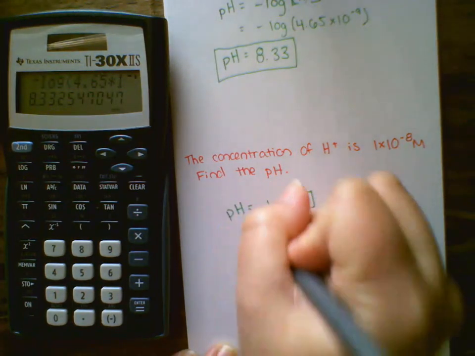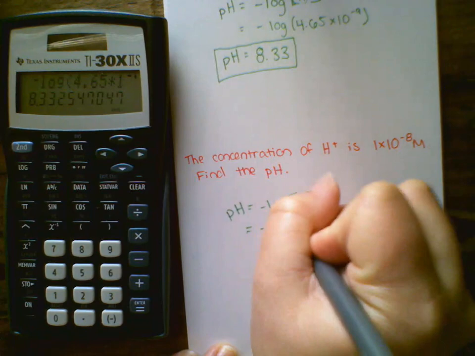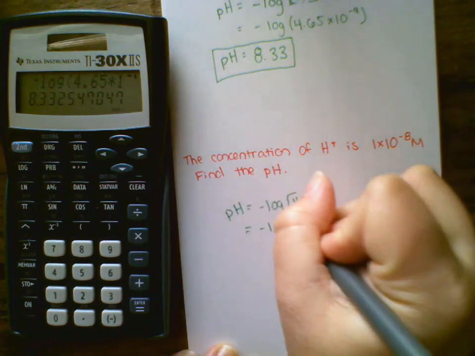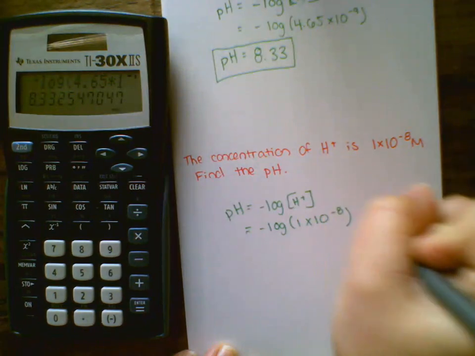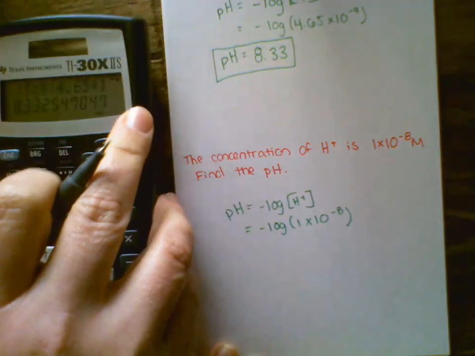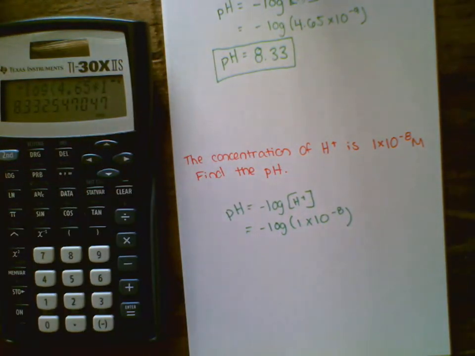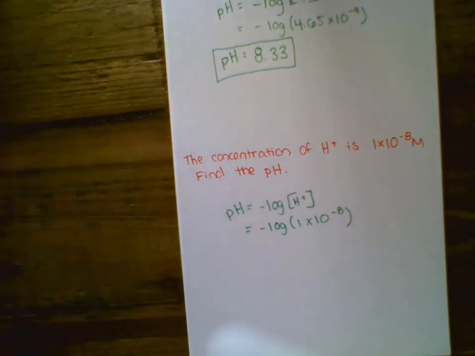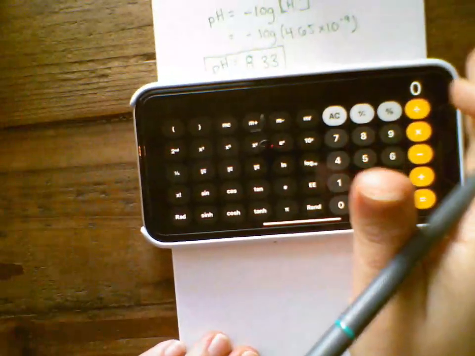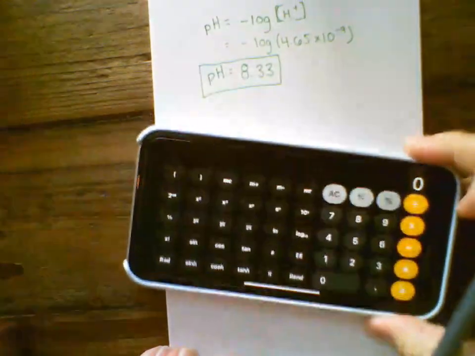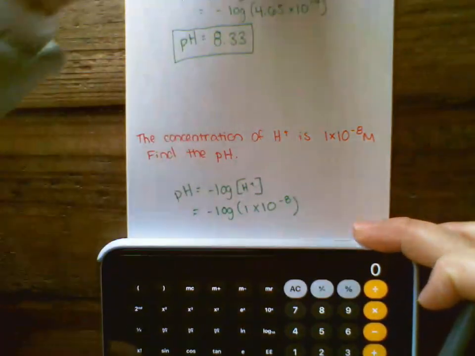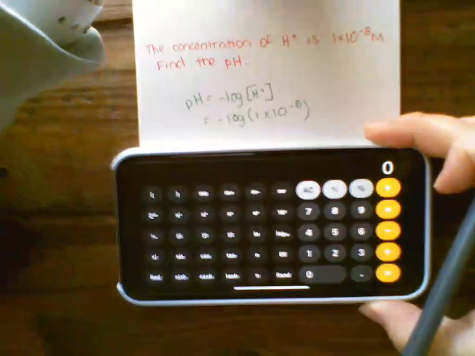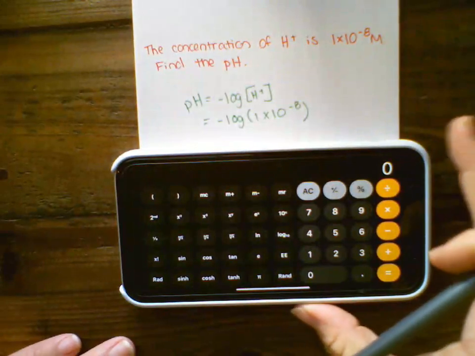So that means in this case, it equals the negative log of 1 times 10 to the negative 8th. So if I pull out my handy dandy calculator, we'll use this one this time. Okay. Let's pull this down so we can see the problem too. All right, so there's the problem and the calculator.